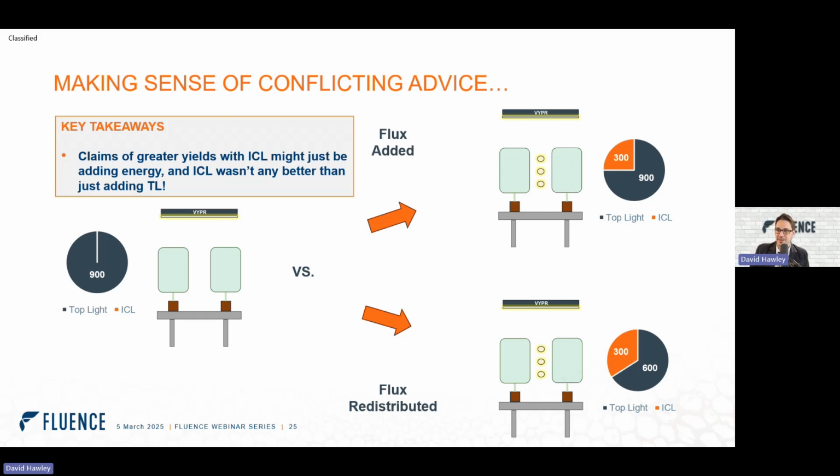So let's put that in an illustration. Maybe I can't do animations with the laser pointer. There it is. Okay. So let's look at the scenario.